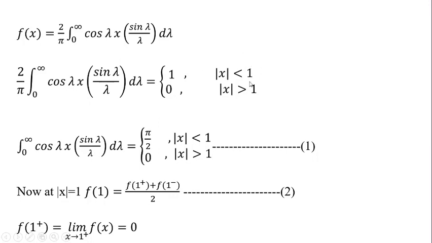Again, here we have a point of discontinuity, we can multiply by 2 by pi. So it will become pi by 2 into 1, right? And pi by 2 into 0, that is 0. Now let's find its value at the point of discontinuity. What is that? Mod of x is equal to 1. So at the point of discontinuity, f of 1 is equal to f of 1 plus plus f of 1 minus upon 2.